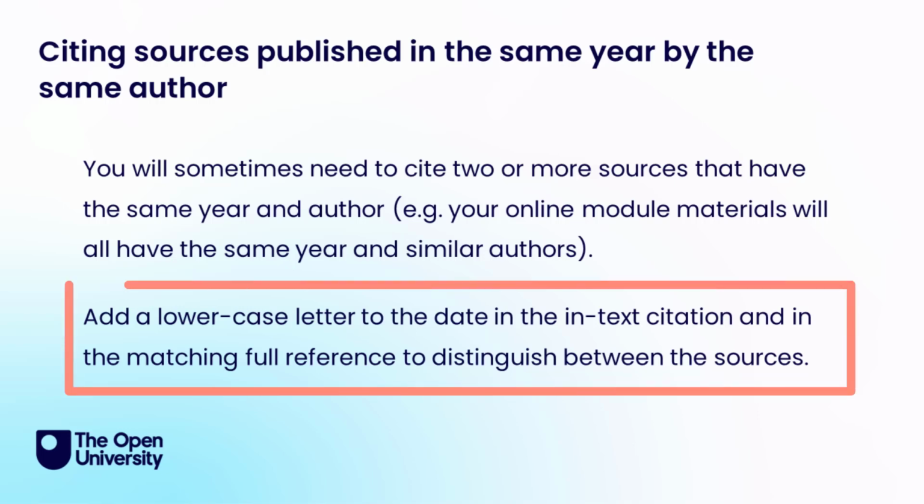By adding a lowercase letter to the date in both the in-text citation and in the matching full reference, this allows your reader to distinguish between the sources and match the correct in-text citation to the correct full reference.